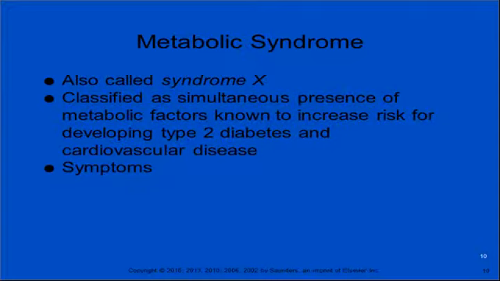So having any one of these problems plus having cardiovascular disease is called syndrome X, and it puts you at increased risk for type 2 diabetes. Patients don't need to be smoking. They're at increased risk for stroke, coronary artery disease, and early death.